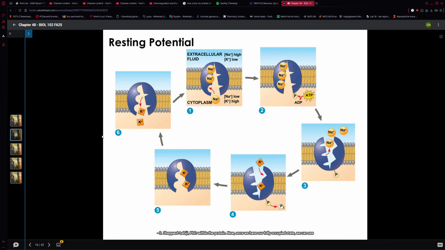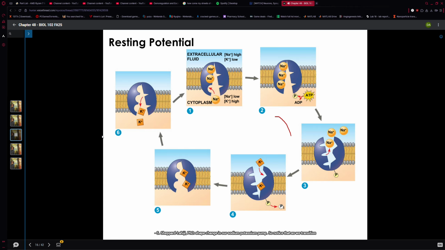Now, once we have our fully occupied state, we can see that we're going to have ATP hydrolysis. ATP hydrolysis is going to result in the formation of an adenosine diphosphate and this phosphate group. And this phosphate group will be conjugated or bound to the sodium-potassium pump while it's in this current conformational state. So now we're going to think about the impact that that phosphorylation event has on the protein. The impact of that phosphorylation event is to induce a conformational shape change in our sodium-potassium pump.